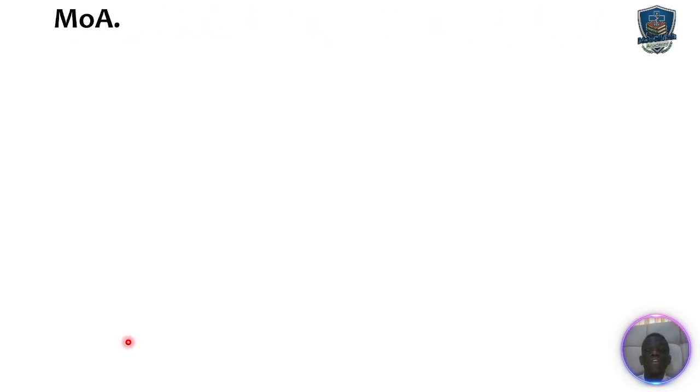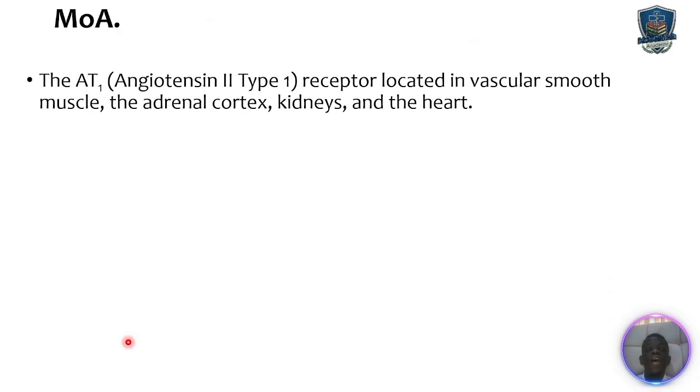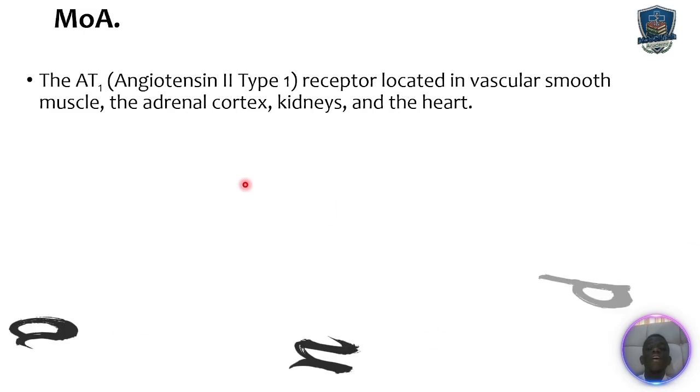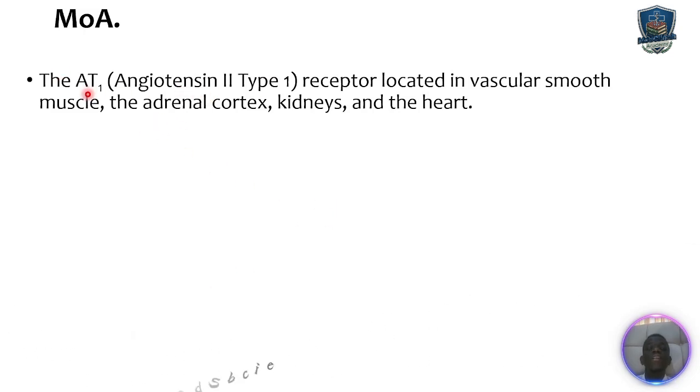Now let's look at the mechanism of action when using this drug. The angiotensin type 1 receptor, we know, is located in the vascular smooth muscles, in the adrenal cortex, in the kidneys, and in the heart. Angiotensin II always binds to the AT1 receptors, the angiotensin type 1 receptors. These receptors are located on the sites where angiotensin II acts: the vascular smooth muscles, the arteries and the veins, the adrenal cortex, where it leads to the production of the aldosterone hormone, the kidneys, and the heart.